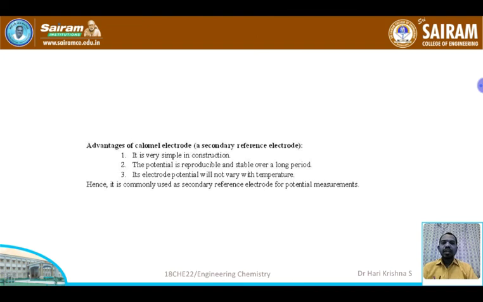In our electrochemical potentiometric estimations in redox reactions, we are going to use this Calomel electrode as a reference electrode. Even in pH measurement, we are going to use the Calomel electrode as a reference electrode. Of course, we are going to use the glass electrode, but still we use the Calomel electrode as the reference electrode.